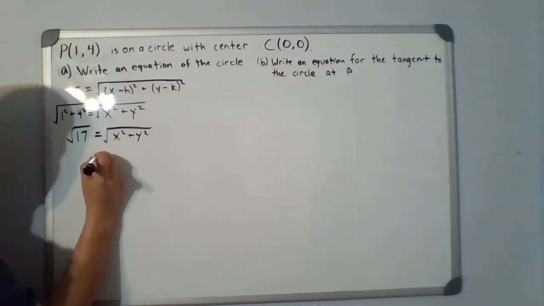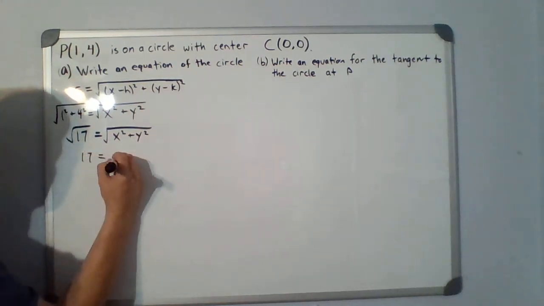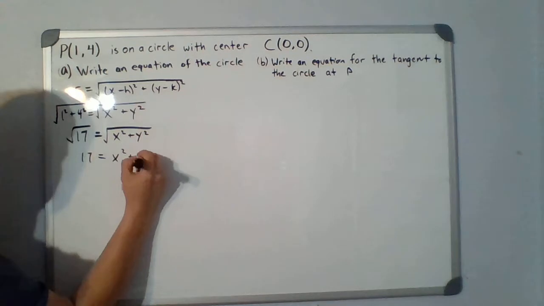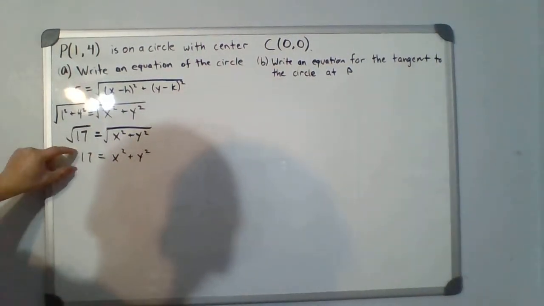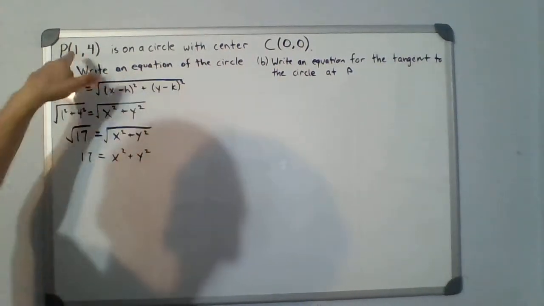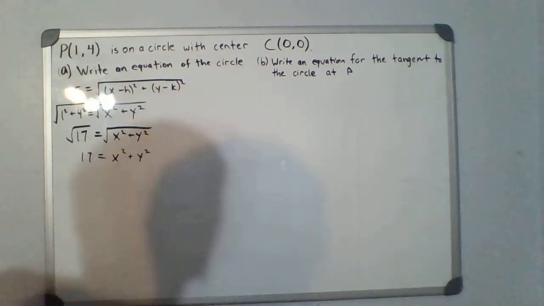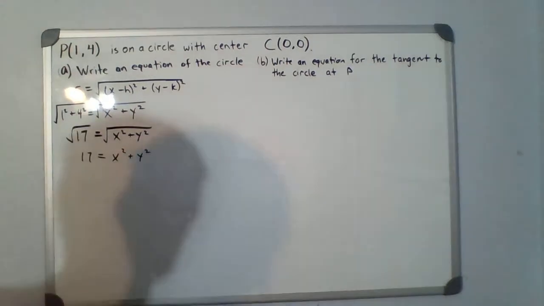And then we can square both sides of this equation, and we have 17 is equal to x squared plus y squared. So this is going to be the equation of that circle with the point 1, 4 and the center 0, 0. Now we want to find an equation of the tangent to the circle at P.